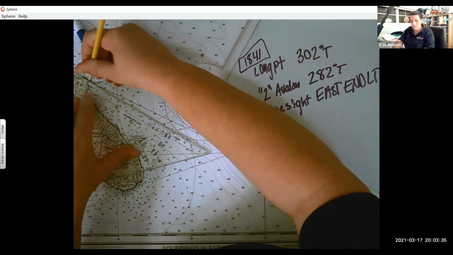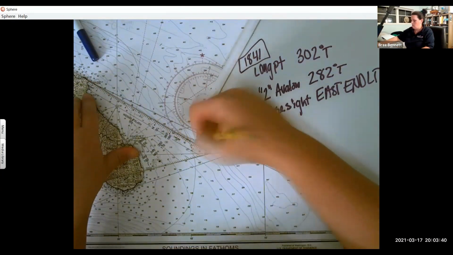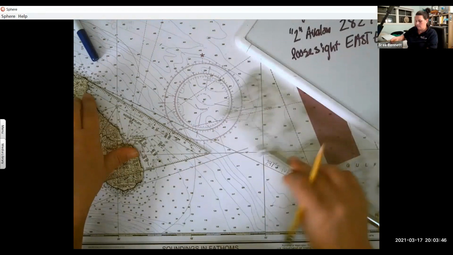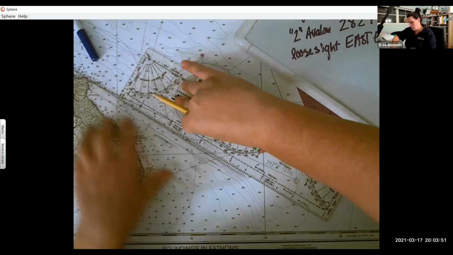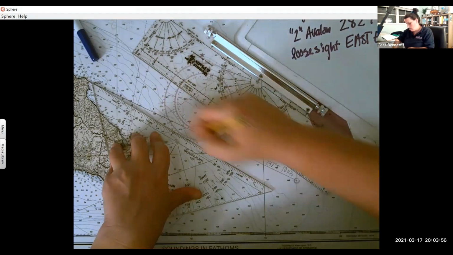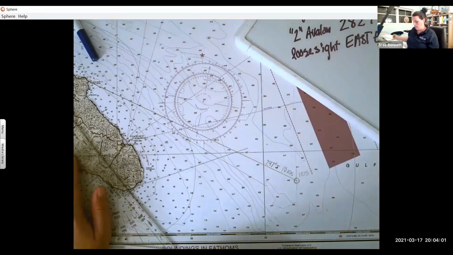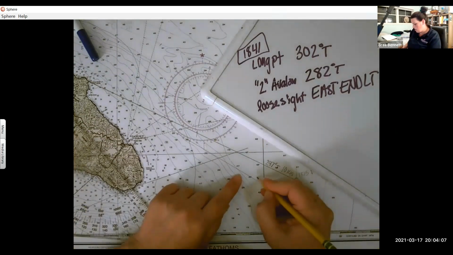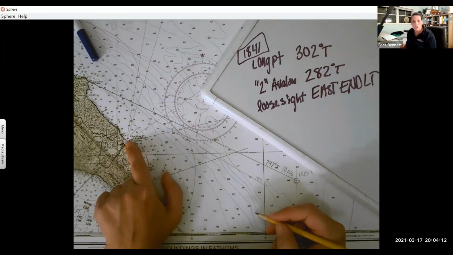There is 302. So I will actually, no, I'm going to have a little bit longer line than this. So I'm going to move my triangle a little bit down, and get an LOP there. So I'm somewhere along this line at 1841, and I have another LOP to the light 2.